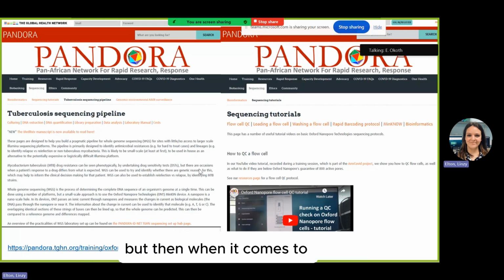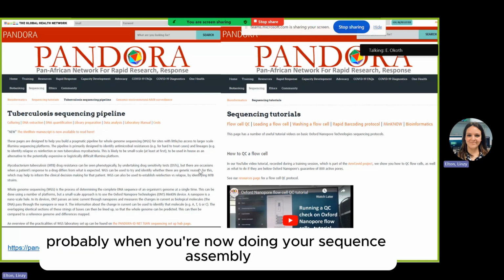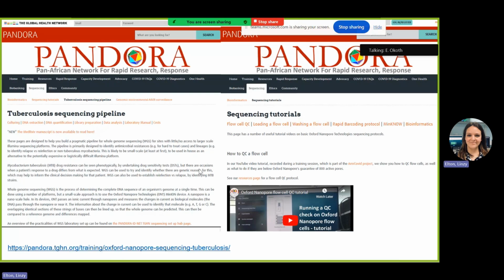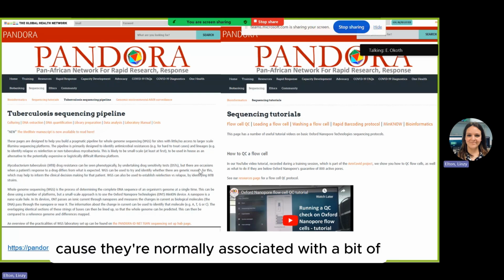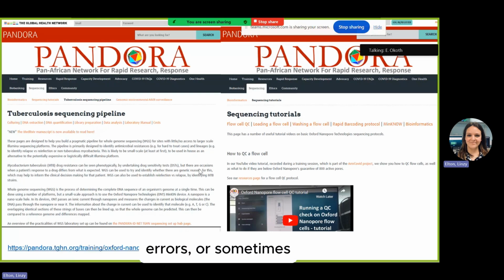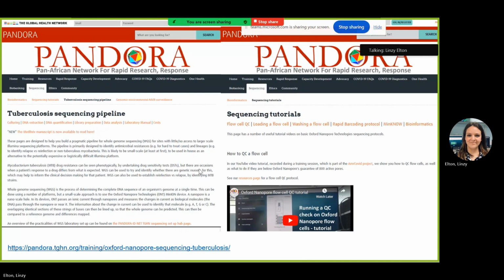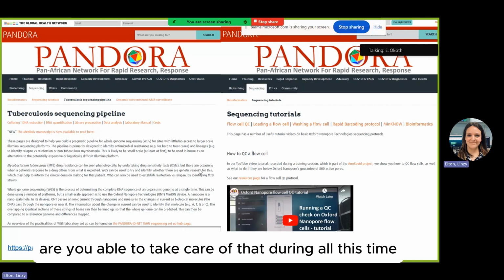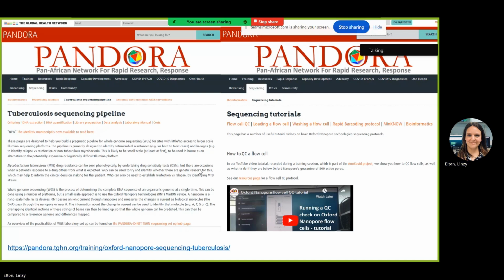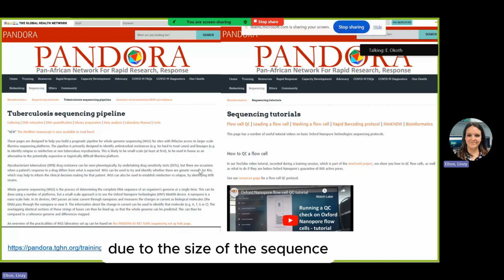Yep. But now when you're doing the sequence assembly, I don't know if you faced that challenge with the long reads, because they're normally associated with a bit of errors, by the time you're assembling your entire genome back to what you originally had. Are you able to take care of the errors that probably occurred due to the size of the template that you're sequencing?